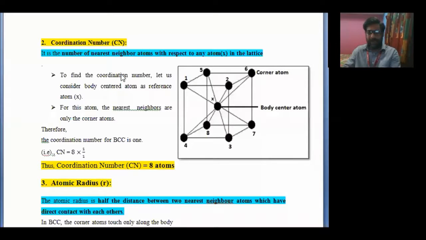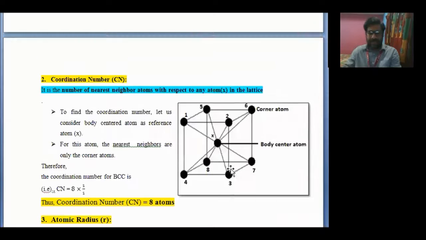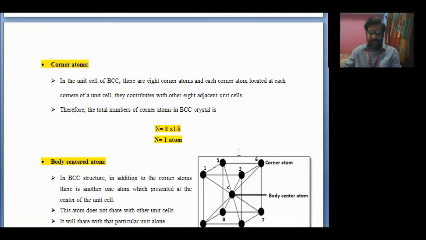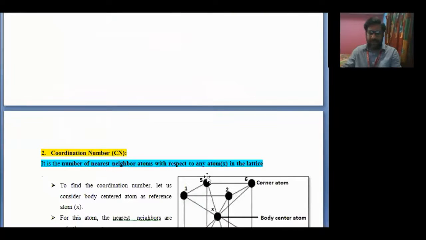So to find the coordination number, let us consider a body-centered atom as a reference atom. For this atom, the nearest neighbors are only the corner atoms. Therefore, the coordination number for BCC is Cn is equal to 8 into 1 by 8. Thus, Cn is equal to 8 atoms. So this is the second parameter for a BCC crystal structure. See, we measured the first one, the number of atoms per unit cell, and also we measured the second one, the coordination number.